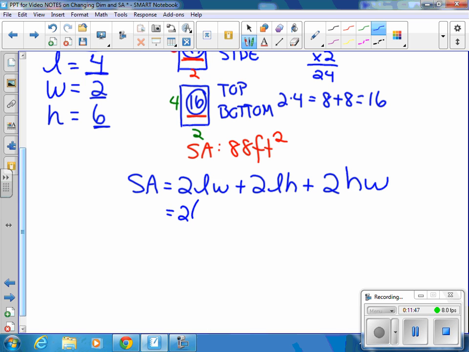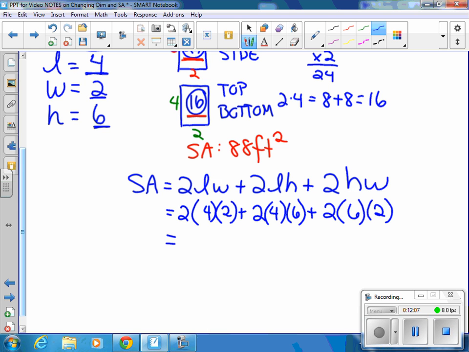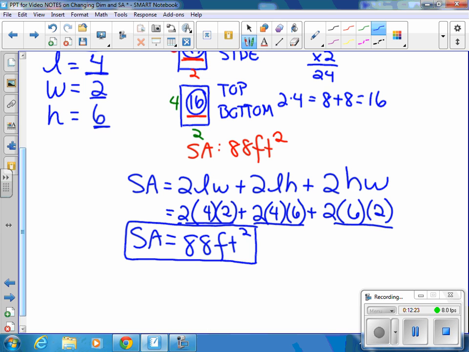So I have 2 times the length is 4, the width is 2, plus 2 times, again, the length is 4, the height this time is 6, plus 2 times, the height is 6, and the width is 2. Once I do all that math, I'm just multiplying each one of these out together, and I'm going to add them all up. Once I do that, I get, again, 88 feet squared. Remember, we're doing area, but it's surface area, so it's only square units. Okay, so that's how we're doing that. Still get the same answer.